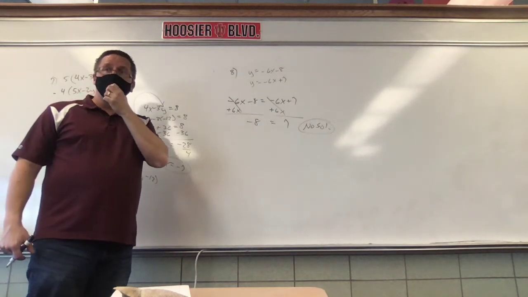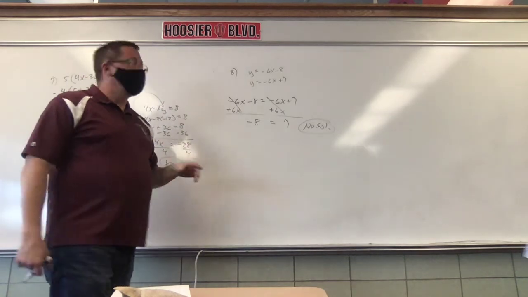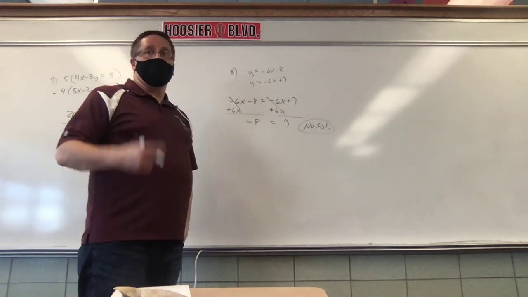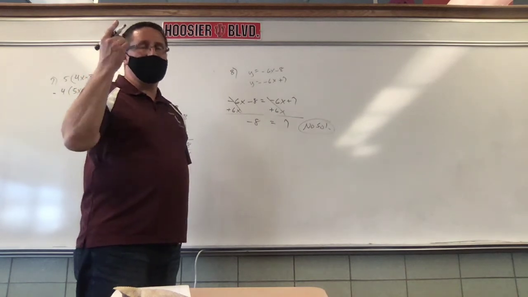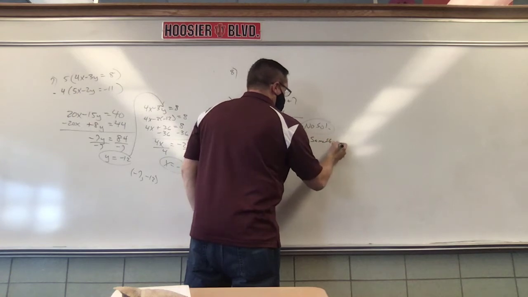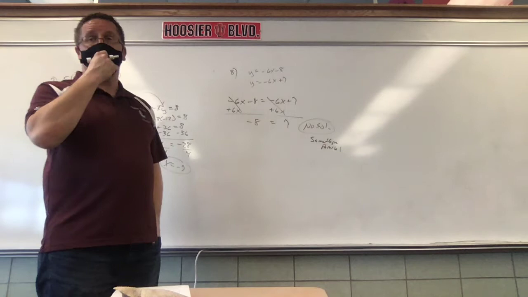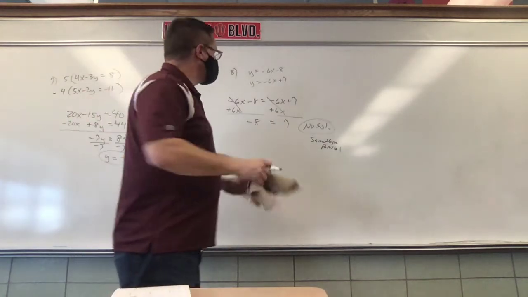You could have done that on the test. If you just say no solution, that's not good enough. You better say there's no solution, they have the same slope, and you better say either parallel or they don't touch. Okay?